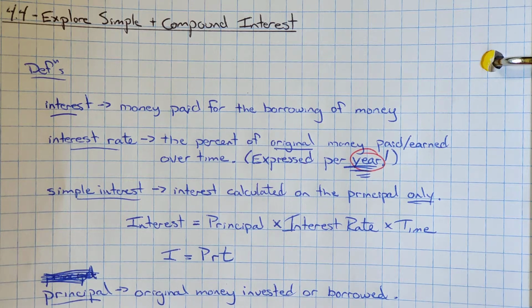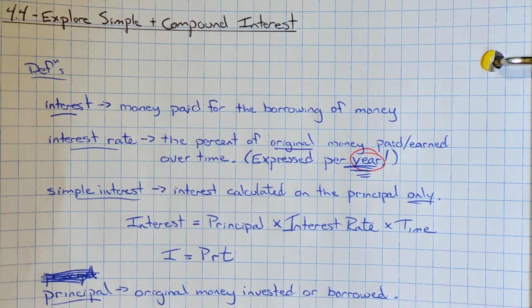The interest rate is the percent of the original money paid or earned over time. And I noted there, underlined original, because the original value can change depending on the type of investment you're looking at, if it's a simple or compound interest investment. Note, the interest rate will always be expressed per year. You might not be paying per year, but it is expressed per year.